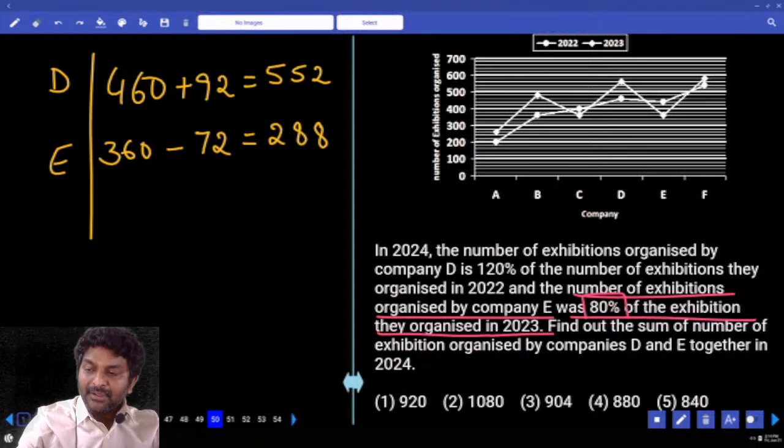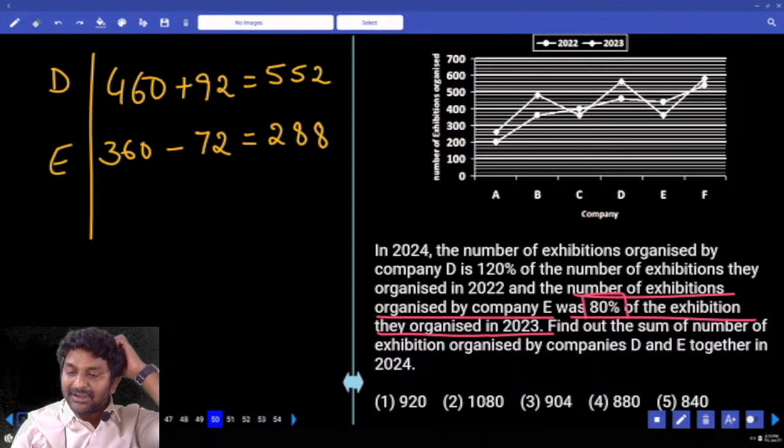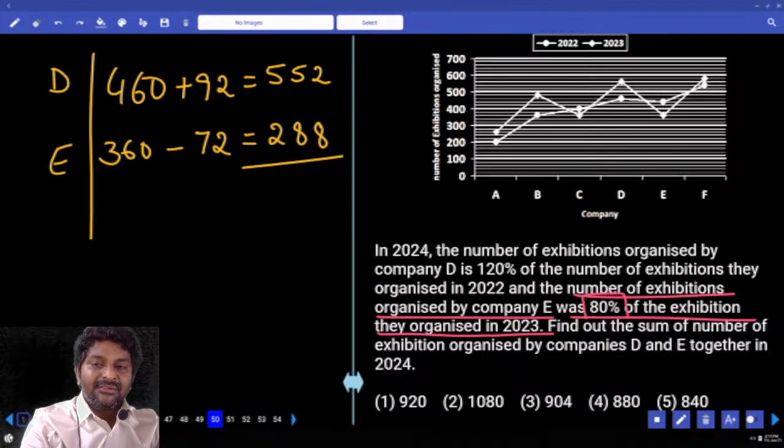Okay, now find the sum of the number of exhibitions organized by D, E together in 2024. That means the sum of these two numbers, 840.